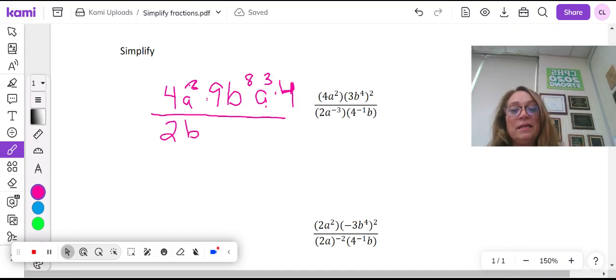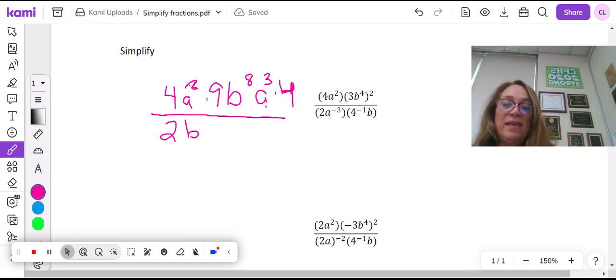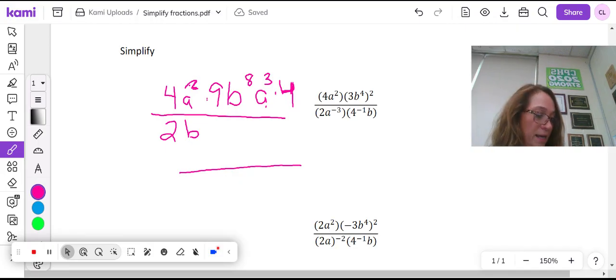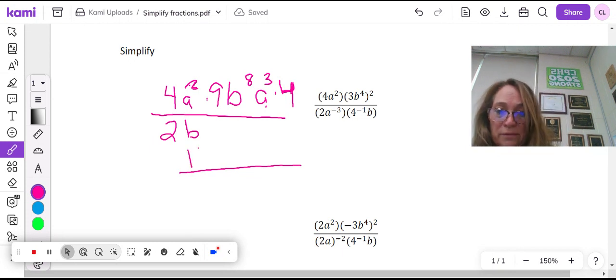So I'm basically going to condense or simplify everything and then see if I have to simplify again. So I've got 4 times 4 times 9. I'm just going to put that in my calculator. And that gives me 144. And then I have a squared and a to the third, which is going to combine to a to the 5th. And then I have b to the 8th.